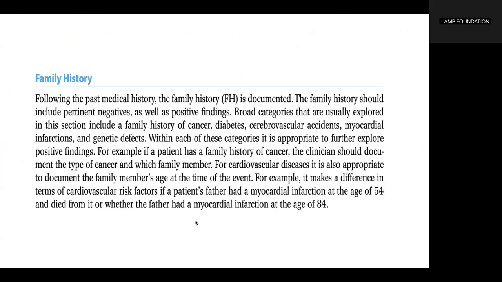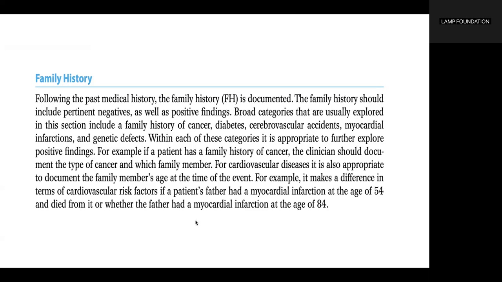Family history. Following the past medical history, the family history is documented. The family history should include pertinent negatives as well as positive findings. Broad categories that are usually explored in this section include a family history of cancer, diabetes, cerebrovascular accidents, myocardial infarctions, and genetic defects. Within each of these categories, it is appropriate to further explore positive findings.